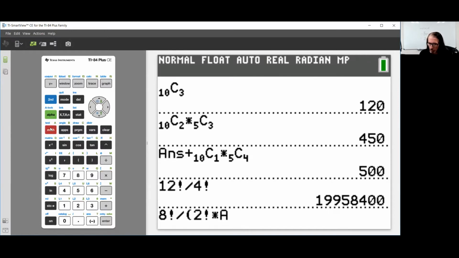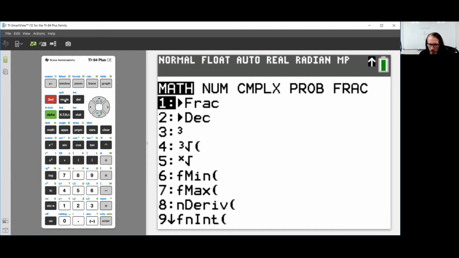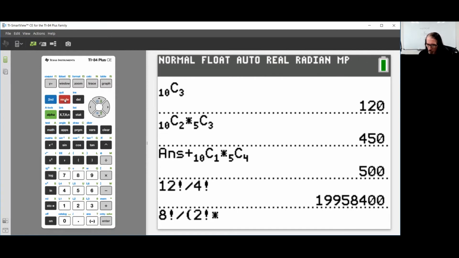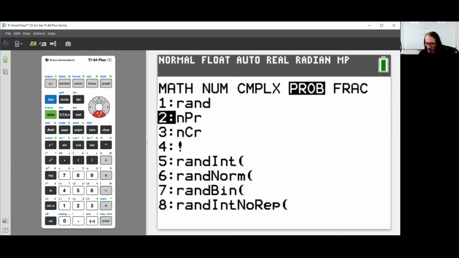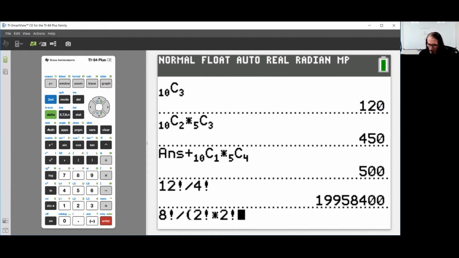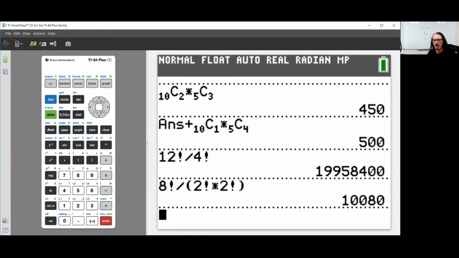So here we go. Darn it. I got rid of the 2. 2. Math key. Probability submenu. Factorial. 10,080 as predicted. And one more special case here in just a moment.